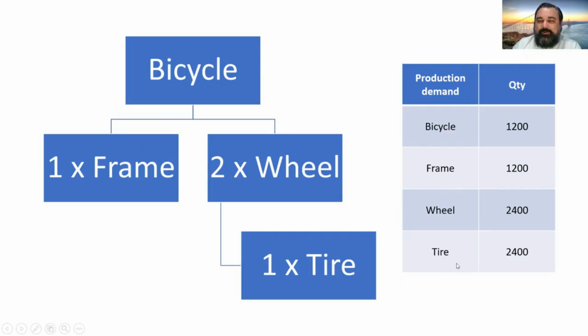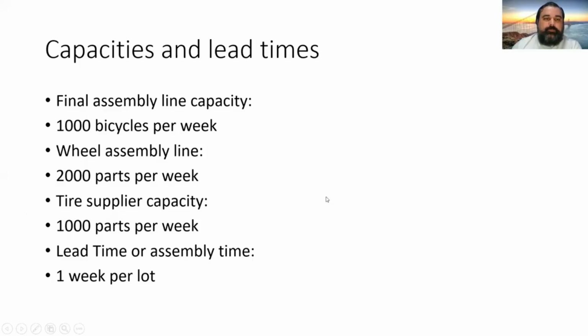So this is our total demand, but we also need to know how much we can produce per unit of time. It can be day, shift, week, month. The finer the planning that you want to have, the smaller the time units you use. But here, just for simplification, we are going to use weeks. So these are our capacities and lead times.